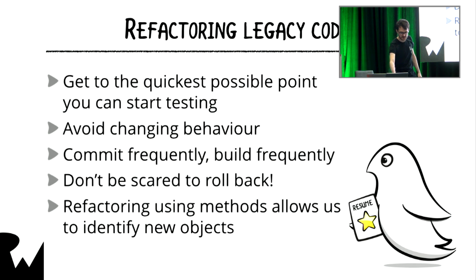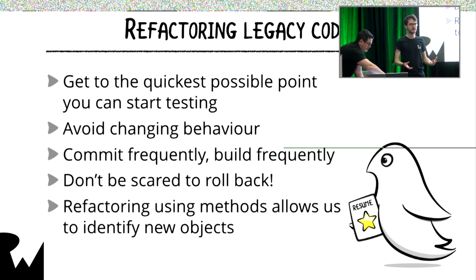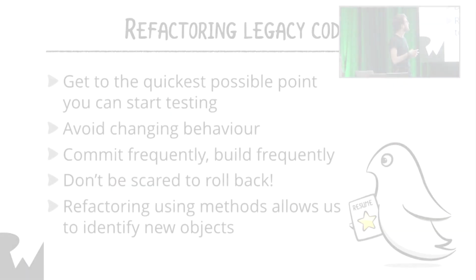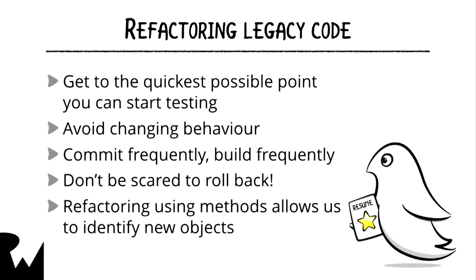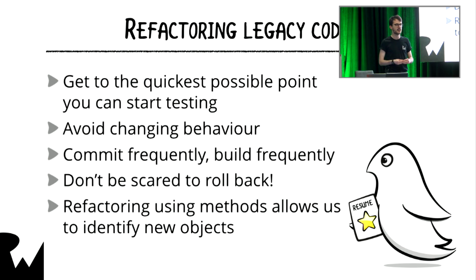So when refactoring legacy code, what are the rules we're going to follow today? We're going to want to get to the quickest point that we can start testing, because without tests, we don't know if we're breaking something. We want to avoid change in behavior in this time, because, again, we don't have any tests, so we won't know if we break it. We're going to commit frequently and build frequently. We won't be committing during this tutorial, just because it's going to take us a while. And also, don't be scared to roll back in the case that something's gone wrong. Don't just blindly try and fix something. If you're committing frequently, you can just revert everything, start again.